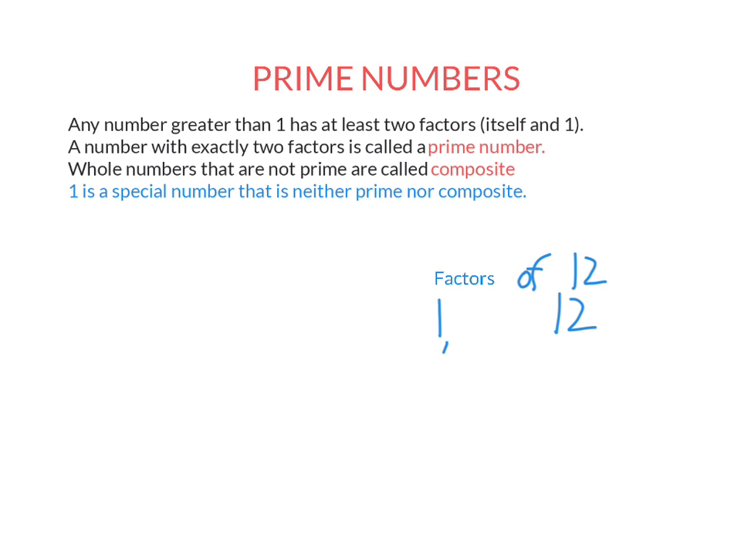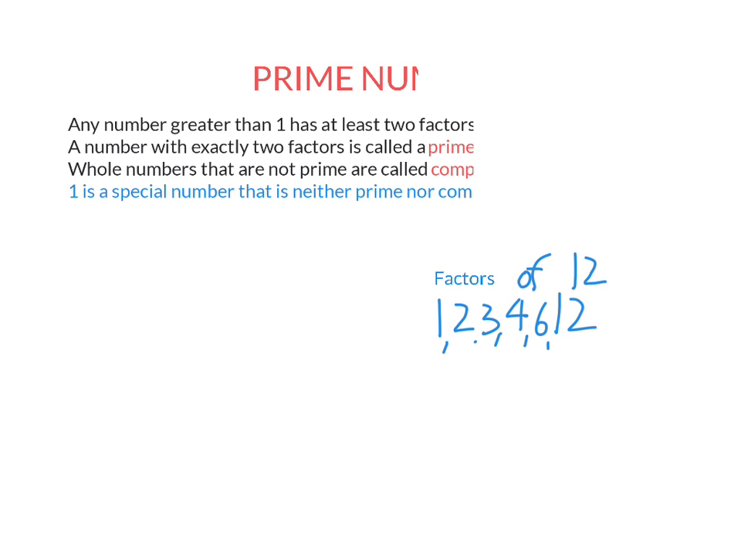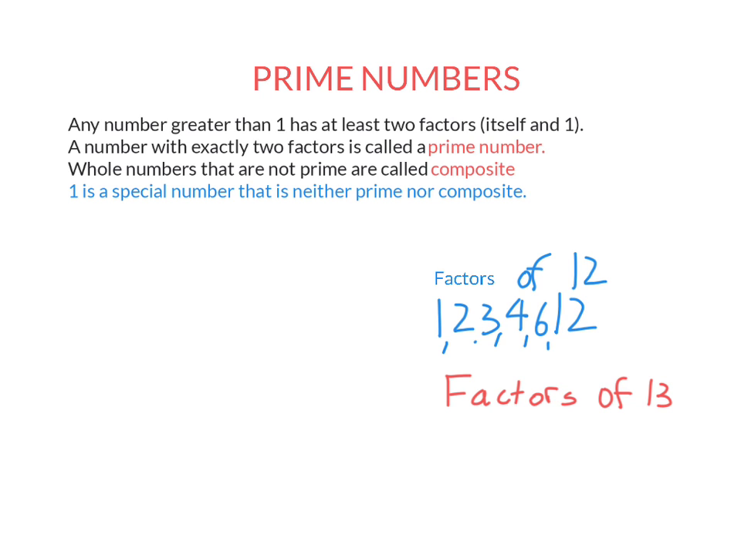Now 12 also has a few other factors. It has factors 2, 3, 4, and 6 as well. So 12 actually has a lot of factors. So let's now look at the factors of 13. Like any other number greater than 1, it has at least two factors, itself and 1. The thing about 13, it doesn't have any other factors. So 12 has lots of factors, but 13 doesn't have many factors.